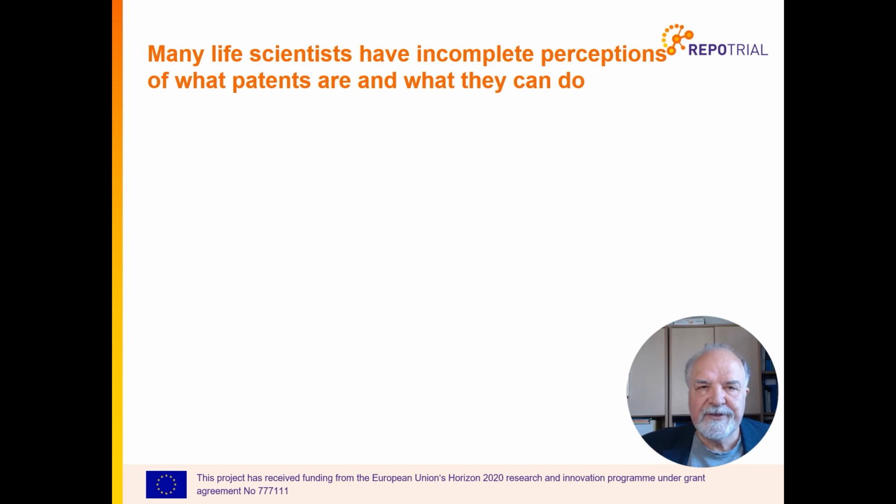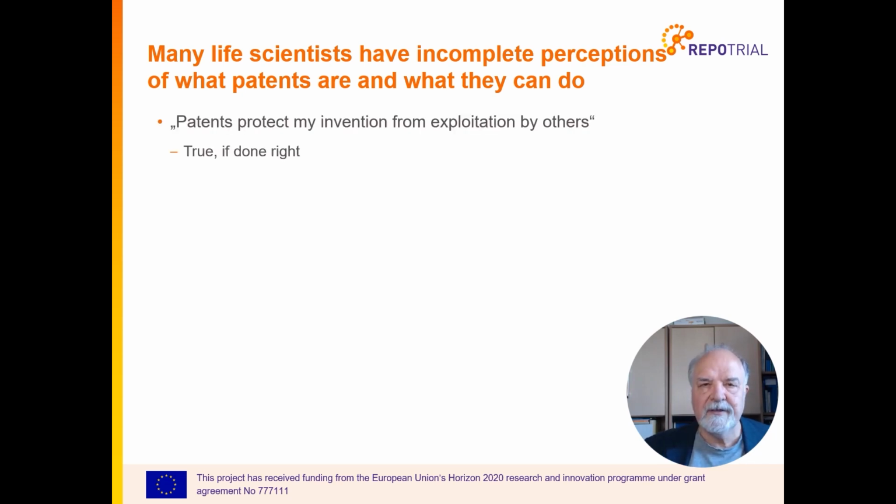Sadly, many life scientists don't have the proper attitude towards patents. They know, of course, that patents exist. They know that you need patents if you want protection from exploitation by others. But many misunderstandings are floating around, and I want to dispel some of these. So the first opinion is patents protect my invention against exploitation, which is perfectly true. There's nothing more to say about this.